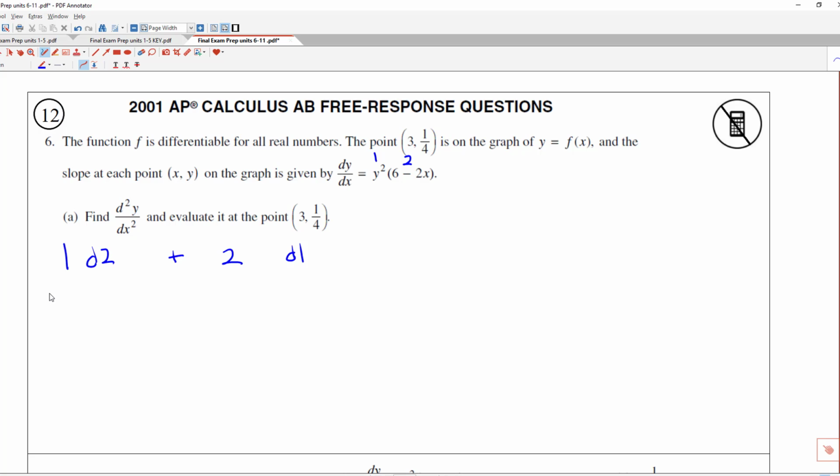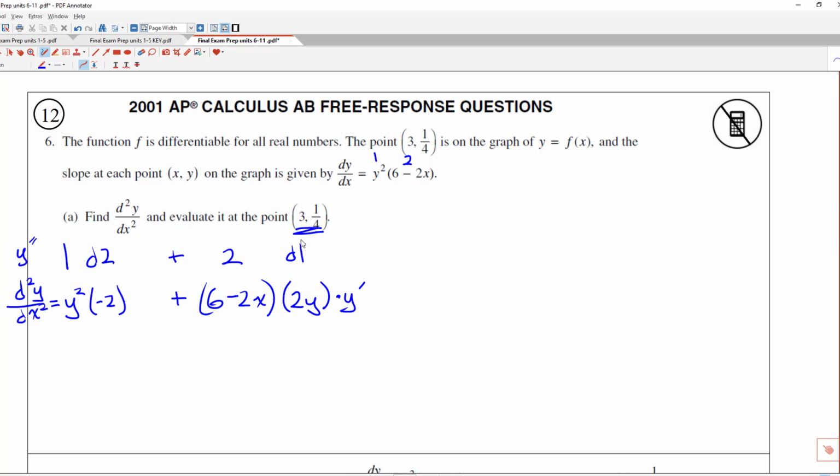All right, 1 is y squared. And by the way, I should write out what I'm doing here: I'm writing d squared y over dx squared, or more succinctly, I'm finding y double prime. So 1, that's y squared, is equal to y squared. The derivative of 2 is negative 2, so times negative 2. Plus 2 is 6 minus 2x, and d1, the derivative of y squared, is 2y, and then don't forget your chain rule, times y prime.